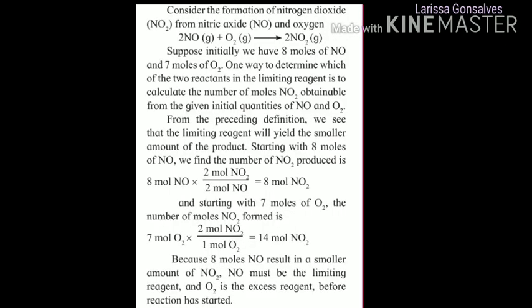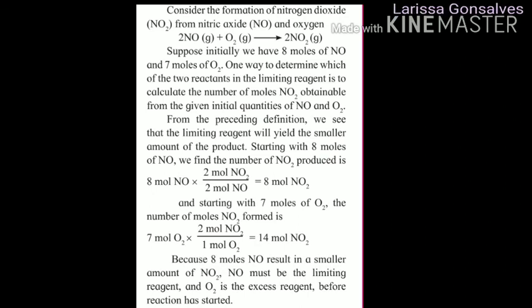We are considering the formation of nitrogen dioxide from nitric oxide and oxygen. So imagine we have 8 moles of nitric oxide and 7 moles of oxygen. One way to determine the limiting reagent is to calculate the number of moles of nitrogen dioxide using the given quantities of nitric oxide and oxygen. Of course, the limiting reagent is going to give us the smaller number of moles.